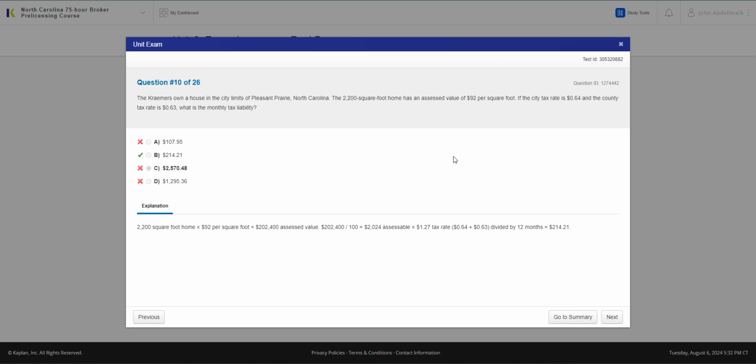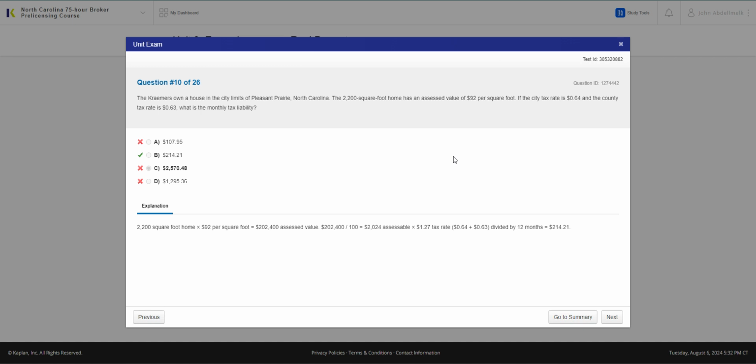But if you want to do this in an interesting way, what I did before was when you have to add the city and the county, right? You have to do 0.64 plus 0.63, okay? And what you get is this 1.27 tax rate. You have to divide that by 100, which gives you 0.0127, which is what I got.